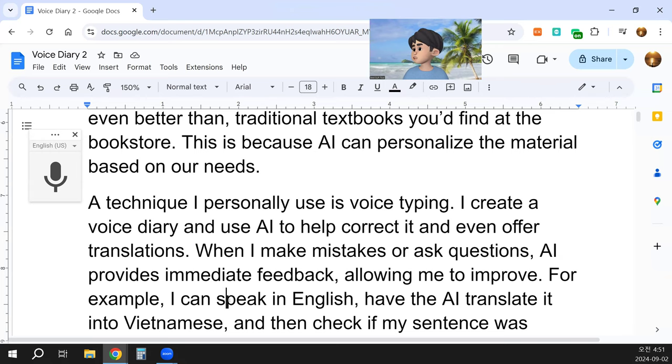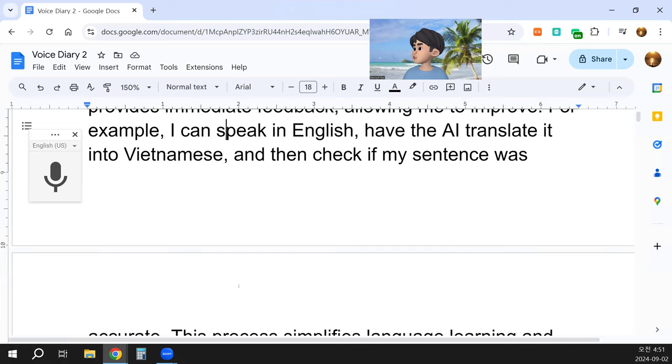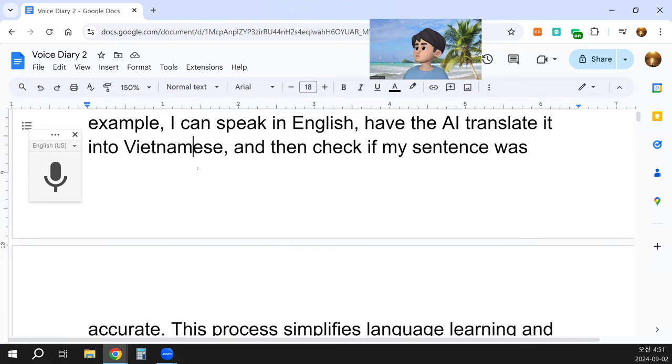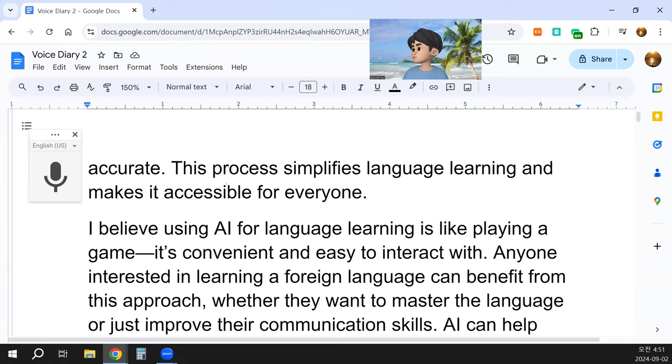For example, I can speak in English, have the AI translate into Vietnamese, and then check if my sentence was accurate. This process simplifies language learning and makes it accessible for everyone. I believe using AI for language learning is like playing a game. It's convenient and easy to interact with.